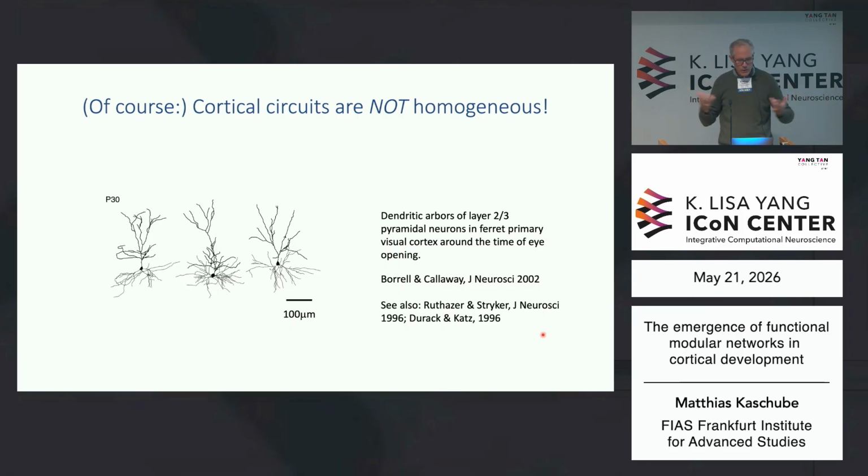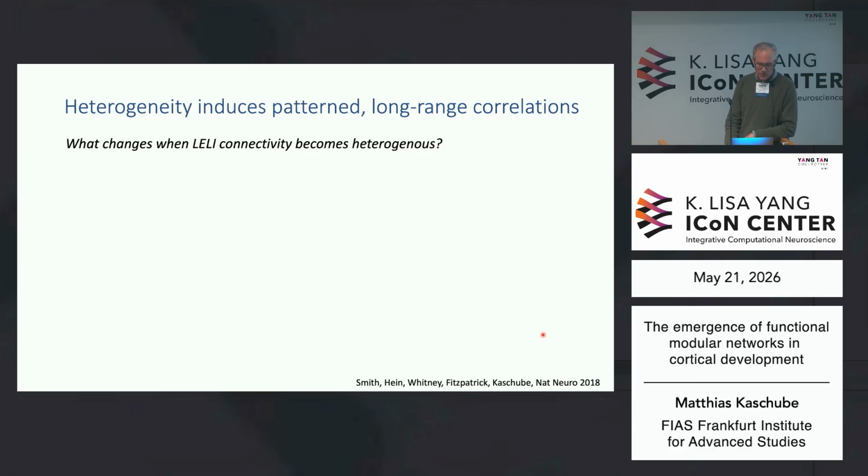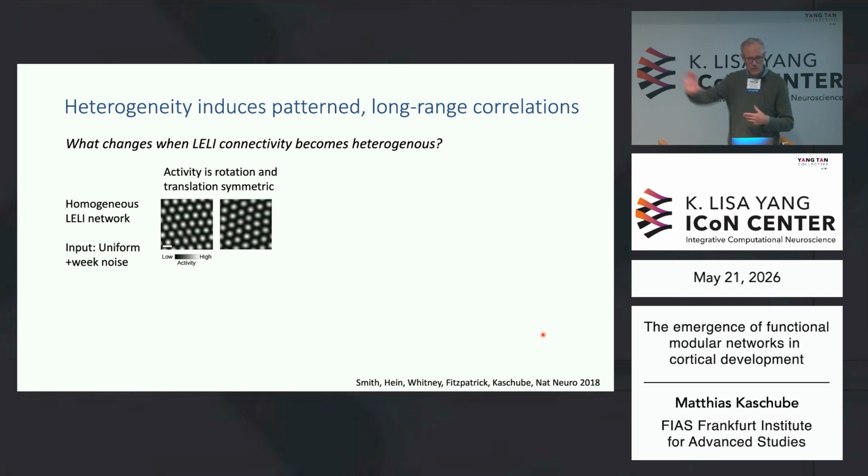And there is some spatial heterogeneity. So there's really no way of expecting that interaction kernels are fully isotropic. And so what is the consequence of this? What changes when lateral connectivity actually becomes heterogeneous? And so I want to contrast what you get for a homogeneous isotropic connectivity model to a heterogeneous one. The homogeneous one, as I showed you, generates these hexagonal activity patterns, right? This is activity generated with uniform, weak noise input.